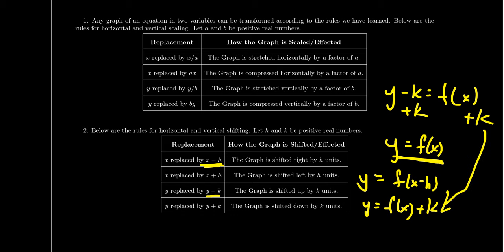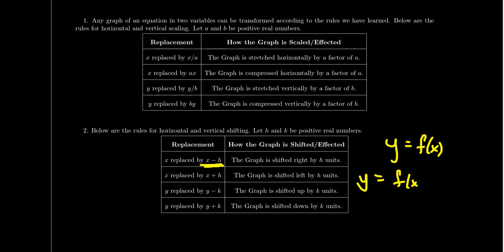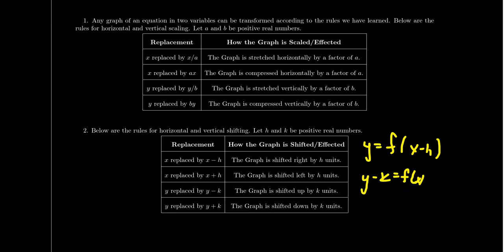So the only reason that y looks like it's acting different from x is actually the insistence that we have on setting y equal to whatever else there is. If we don't require that y equals something in our function formula, then it turns out that we can actually get away with the same type of stuff. So backing this up a little bit, if we don't require that we have to get y equals whatever, then a horizontal shift would look like replace x with x minus h, and a vertical shift would look like y minus k equals f of x. That is, you replace the y with a y minus k, and that makes the graph go up. Replacing y with y plus k makes the graph go down.